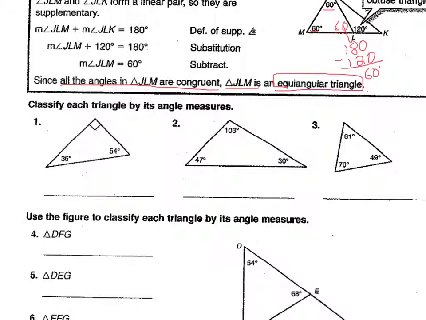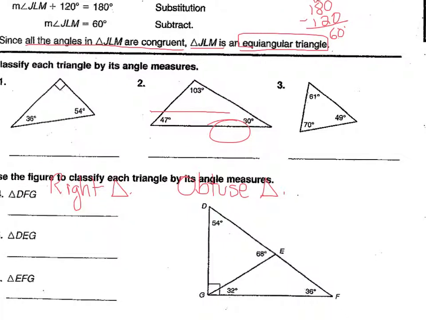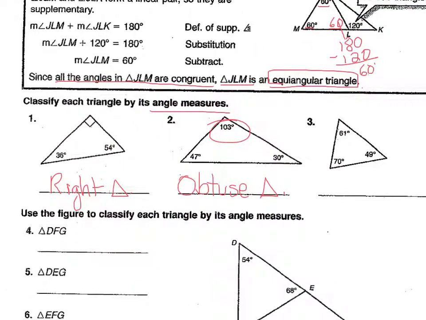Number 1, let's classify the triangles by the angle measure. So what's the first one? Right angle. It's a right, and you have to say triangle, okay? Number 2, what about the second one? It's an obtuse triangle because one of the angles, it's an obtuse angle. Number 3, it's an acute triangle because all the angles are less than 90, so it's acute triangle.